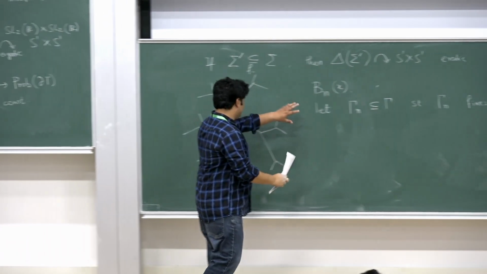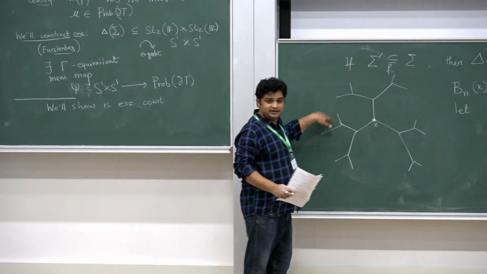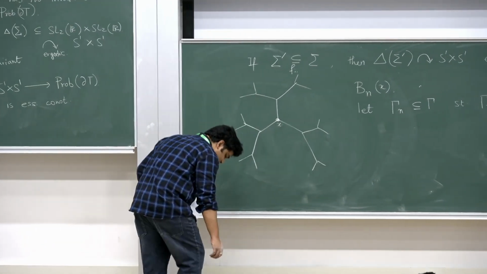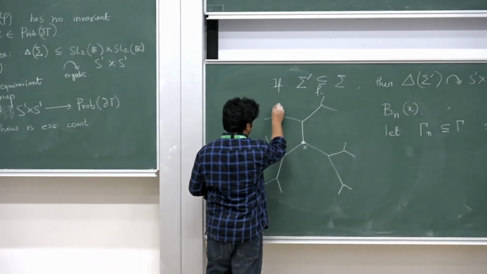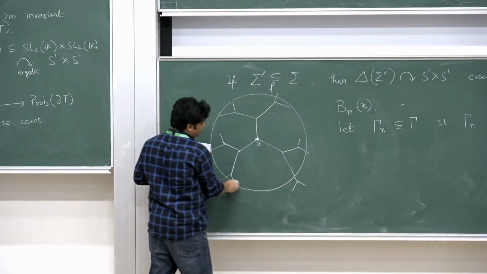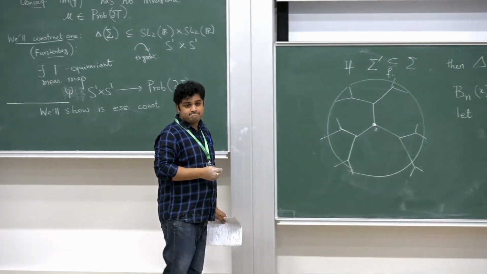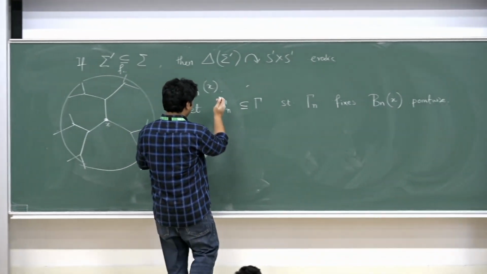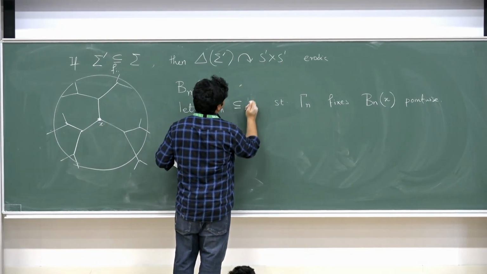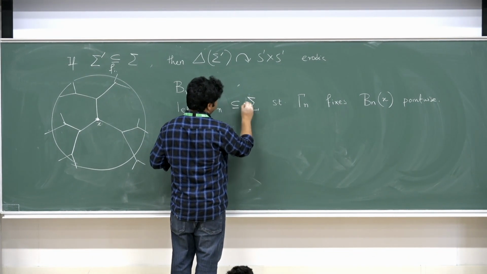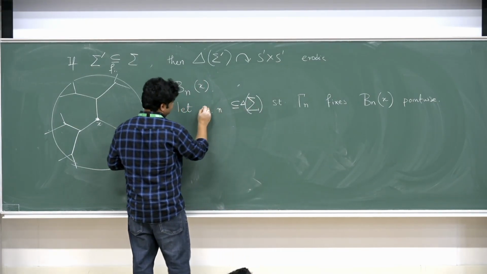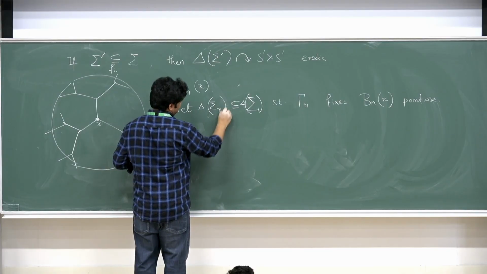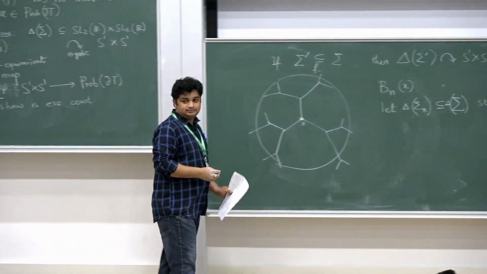We already know that gamma n fixes the vertex, but if we look at a large ball, then we can also pass to a finite index subgroup, which will stabilize every point in that ball. Sorry, I meant to say sigma, right? Sigma n. Okay.